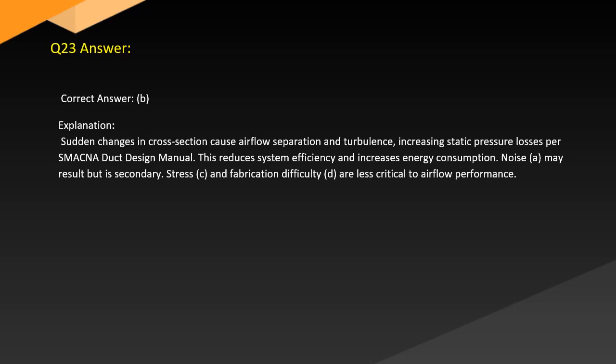Answer. Correct answer: B. Explanation: Sudden changes in cross-section cause airflow separation and turbulence, increasing static pressure losses per the SMACNA duct design manual. This reduces system efficiency and increases energy consumption. Noise, A, may result but is secondary. Stress, C, and fabrication difficulty, D, are less critical to airflow performance.